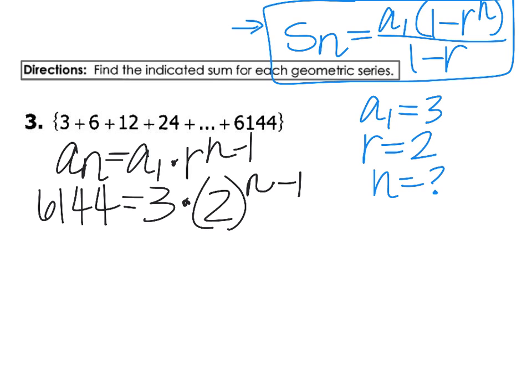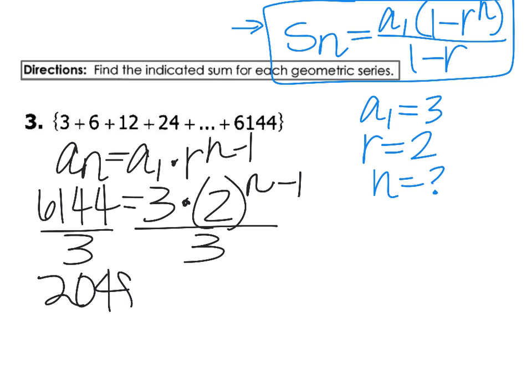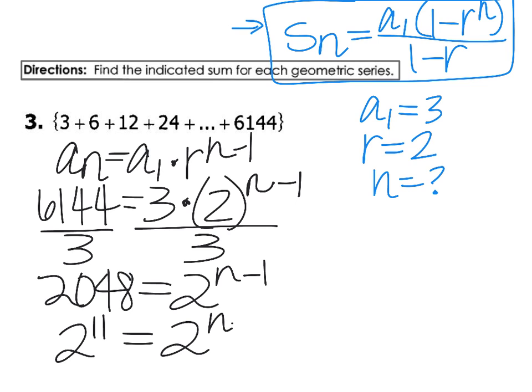Now our goal is to get n by itself, so divide both sides by 3. We get 2,048 equals 2 to the n minus 1 power. Now the easiest way to solve this is, going back to what we learned about exponents, make them have common bases. So we can rewrite 2048 as 2 to the 11th power. And then we get 2 to the n minus 1 power.